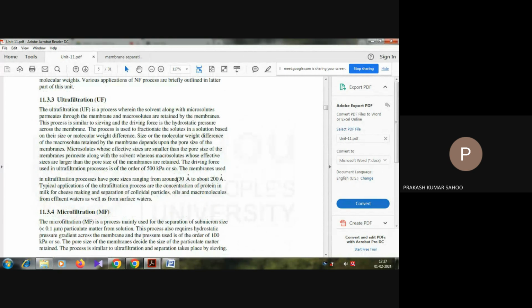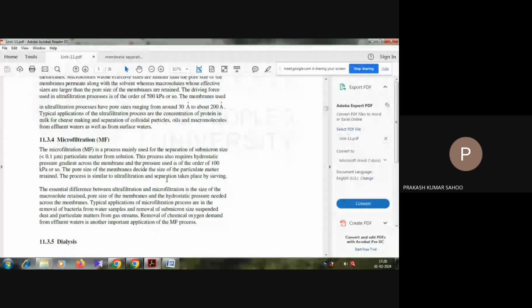So the pore size becomes larger, that is 30 angstrom to 200 angstrom, and the pressure involved is 500 kPa. So when the pore size varies, the mode of operation will also vary. By this process, the separation of colloidal particles, oil, and macromolecules from effluents, water, as well as from surface water can be done.